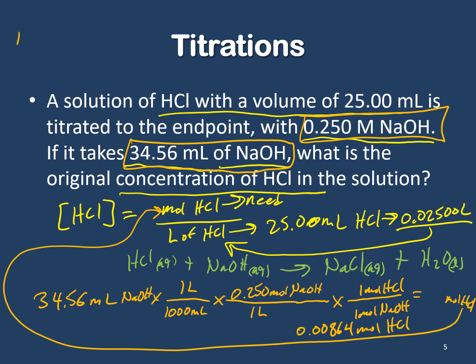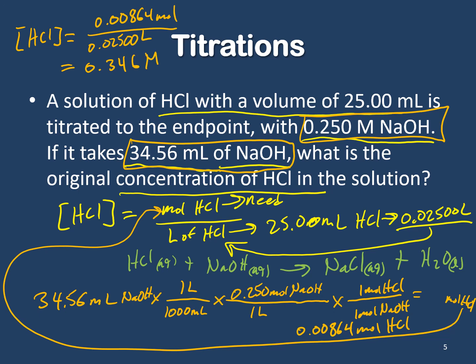So now let's do our final calculation. We have HCl's concentration is equal to 0.00864 moles, all of that divided by 0.02500 liters. And this will give me my final concentration of the HCl in the system, which is going to be 0.346 molar. Now, that is how you do a titration problem. Again, it is a stoichiometry problem.